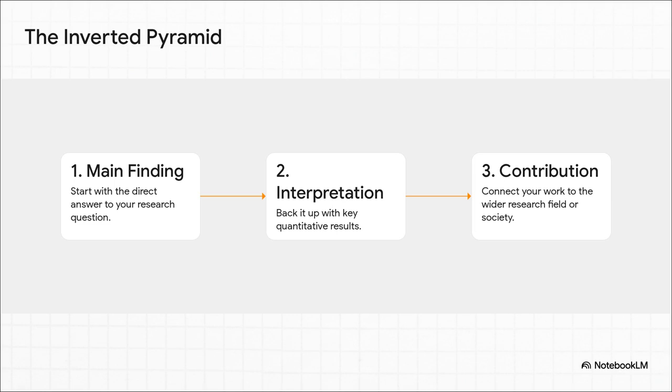Okay, so it breaks down into 3 easy steps. First, you lead with your main finding, the direct answer right away, no waiting. Then you provide the interpretation, the proof. This is where you back it all up with your key data. And finally, you zoom out to the contribution, connecting the dots to show why your research really matters to the wider field, or maybe even to society as a whole.